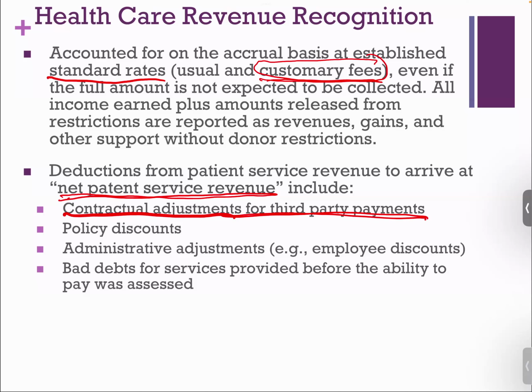Policy discounts, self-explanatory. Administrative adjustments, so employee discounts. And then this one here is a little tricky: bad debts for services provided before the ability to pay was assessed. Basically, if someone comes into the emergency room and we provide services, save their life, whatever, and we haven't assessed their ability to pay, then that reduces net patient service revenue. You're going to see a difference here in just a second. So these four things reduce net patient service revenue.